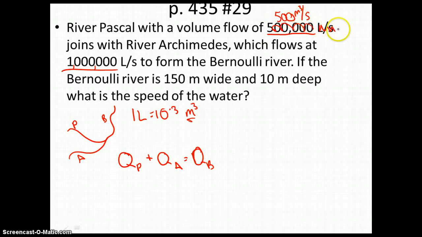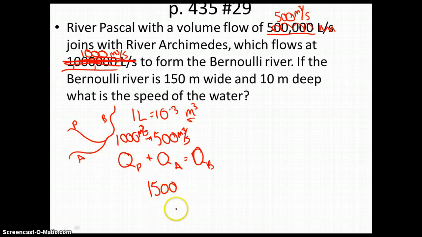And 1,000 meters cubed per second. Good. And now we can plug those values in down here. And so the river Archimedes is 500 meters cubed per second, and the river Pascal is 1,000 meters cubed per second. And we also know these have a combined flow rate of 1,500 meters cubed per second.